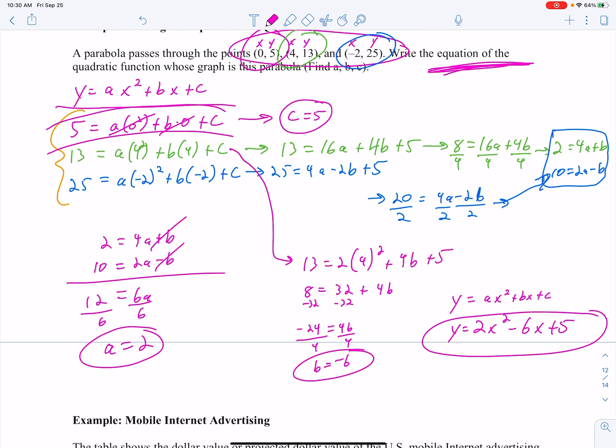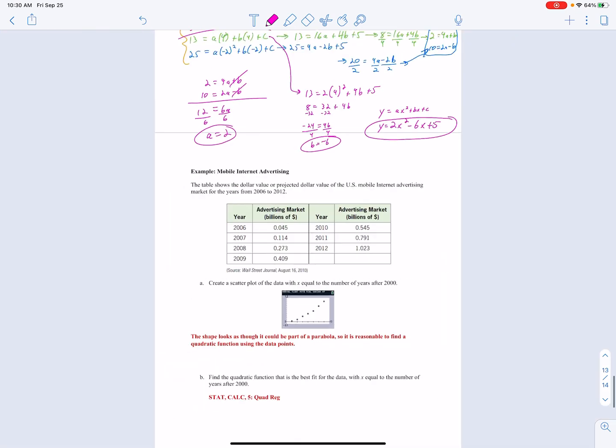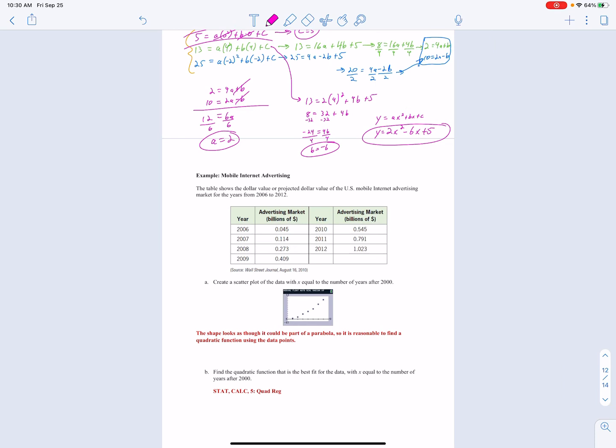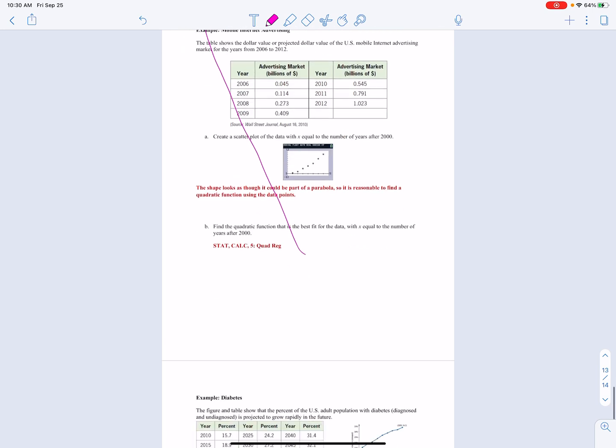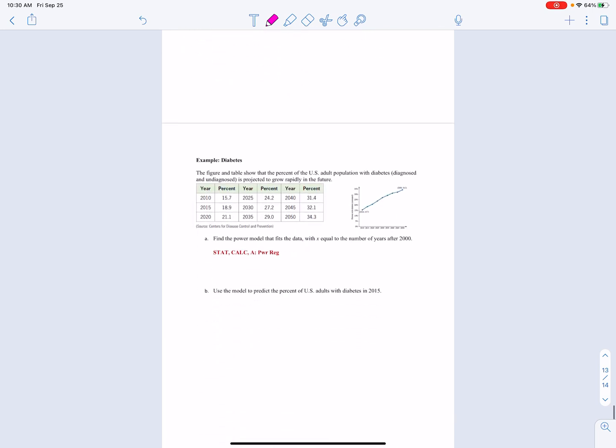Okay. All right. Now this last problem, I'm not going to cover. If we were in class, I'd go over it with you with your calculator, but that's that. Okay. And same thing with that last one. We're not going to do those.